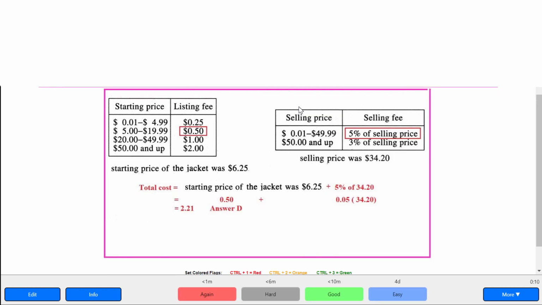For her listing price of $6.25, she actually had to pay 50 cents. And then when the selling price was $34.20, we had to look it up, and she had to pay 5% of the $44.20. So we get those two amounts, we add them together, and she had to pay $2.21.